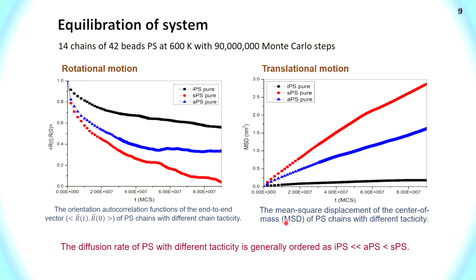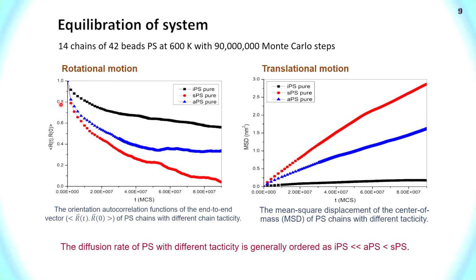The simulation box contains 14 chains of 42 beads of polystyrene at 600 Kelvin with 90 million Monte Carlo steps. Relaxation of the initial structure is needed to decrease the system energy and can be monitored using the orientation autocorrelation function, which is defined using the end-to-end vector of the polymer chain.